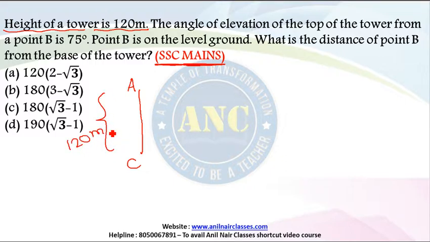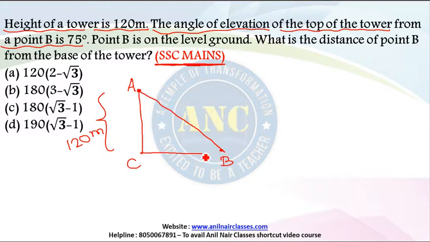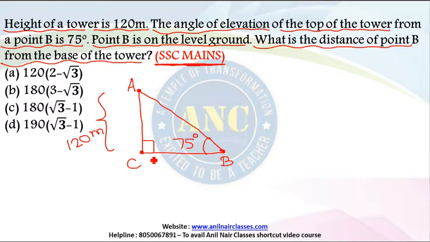Point number 1. The angle of elevation of the top of the tower from point B is 75 degrees. This particular angle is 75 degrees. This is 90 degrees. Point B is on the level ground. Level ground is BC. Good. What is the distance of point B from the base of the tower? Base of the tower is C. This particular distance BC is what they are asking you in the question.